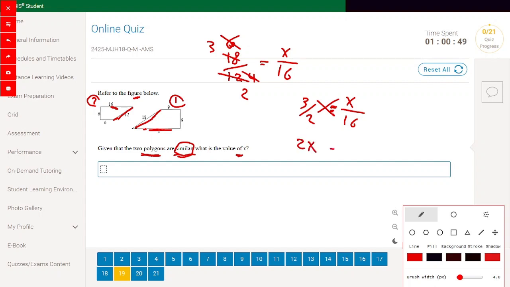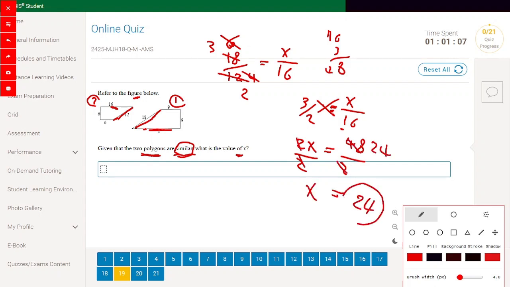So 2x is equal to 48, because 16 multiplied by 3 is 48. So here, divide by 2, divide by 2. So x will be equal to 24. So here the x will be equal to 24.